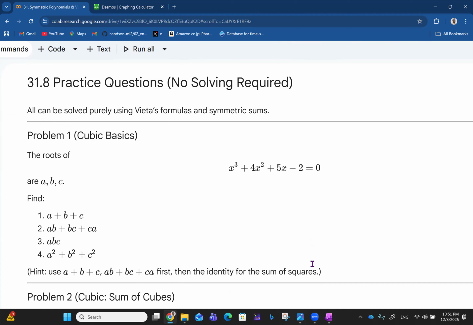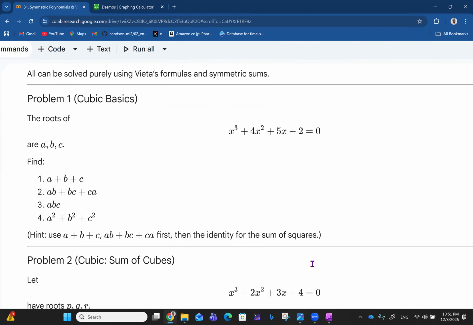That is actually the first elementary sum. Then 2, we have AB plus BC plus CA. That's the second elementary sum, E2. Then 3, we need ABC. That's the third elementary sum, E3. And then we now need A squared plus B squared plus C squared. And we have that hint there: A plus B plus C, AB plus BC plus CA first, then the identity of the sum of squares, of course. Because we need the first three, or the first two, in fact, to answer the fourth one.